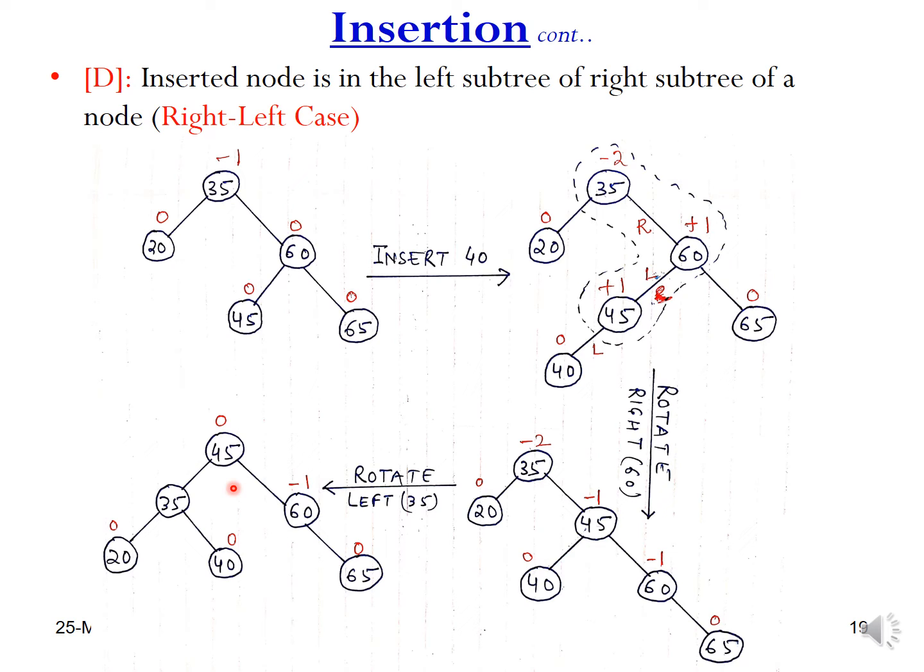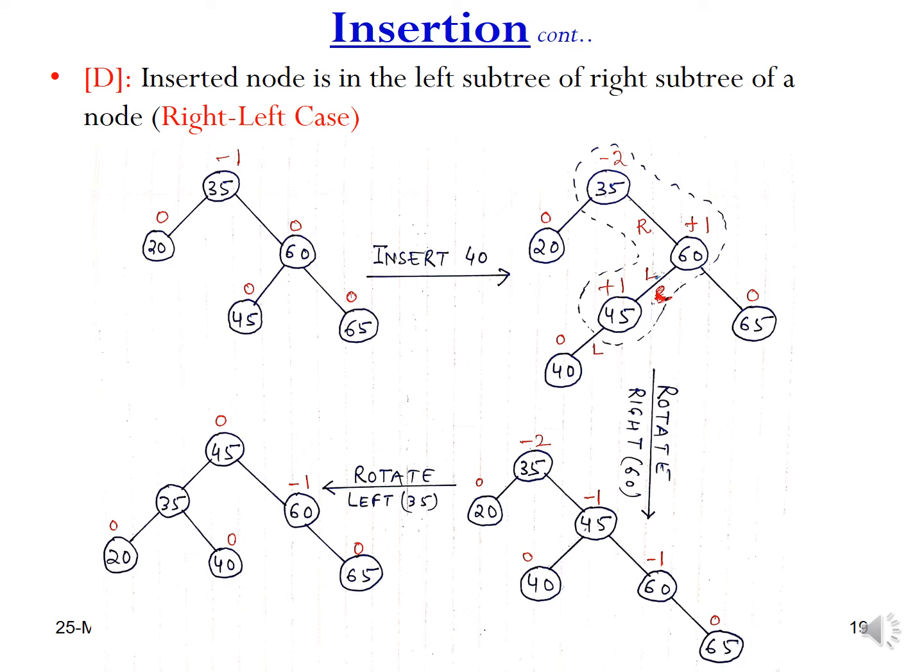Now we can calculate the balance factor of all the nodes. These are the leaf nodes, so this is 0, 0, 0, and the balance factor of this 35 is also 0. The balance factor of this is 0 - 1, so this is -1, and the balance factor of this is 2 - 2, this is also 0. So this tree restores the property of the AVL tree.